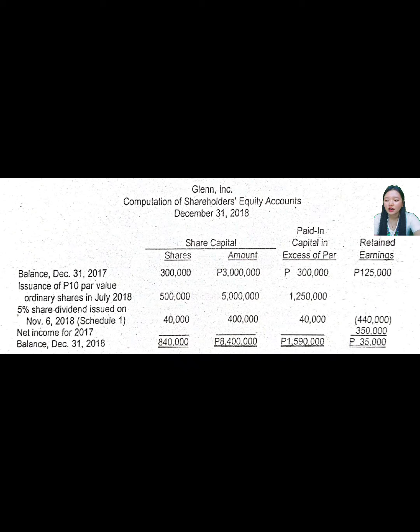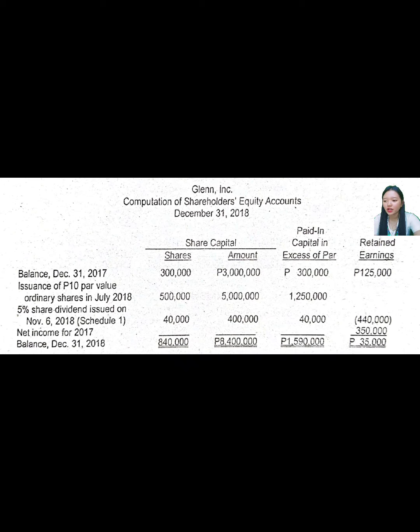2018, our share capital shares is 500,000, which is amounting to 5,000,000 pesos, and our paid in capital in excess of par is 1,250,000 pesos.